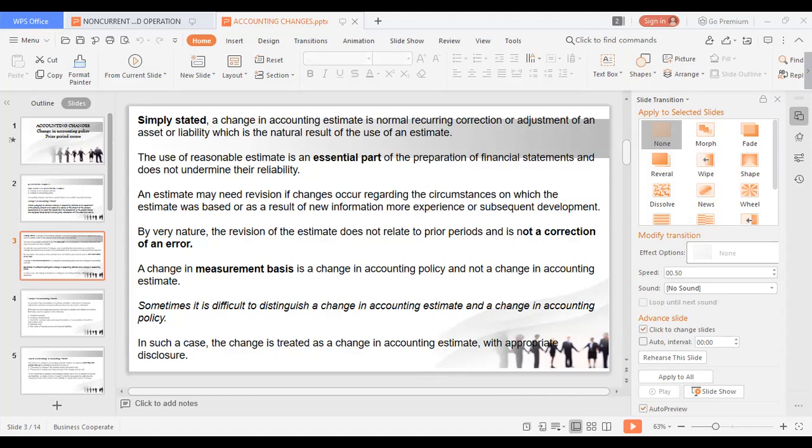Then we go to problem 3. The requirement of problem 3 is to determine the accumulated depreciation on December 31, 2020.